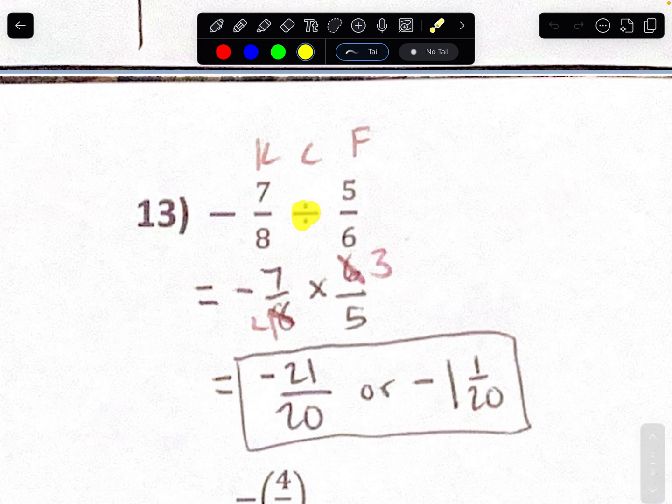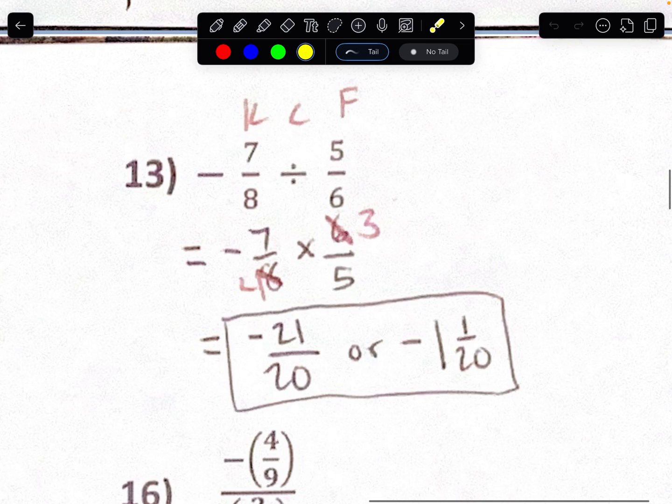Again, we have a division problem, so keep, change, flip. So once we do that, we can cross cancel the 6 and 8. 2 can be divided evenly into these two numbers, so 2 can go into 6 three times, 2 can go into 8 four times, and then we multiply across. We do have one negative, so that means our final answer has to be a negative. So negative 21 over 20 or negative 1 and 1/20.